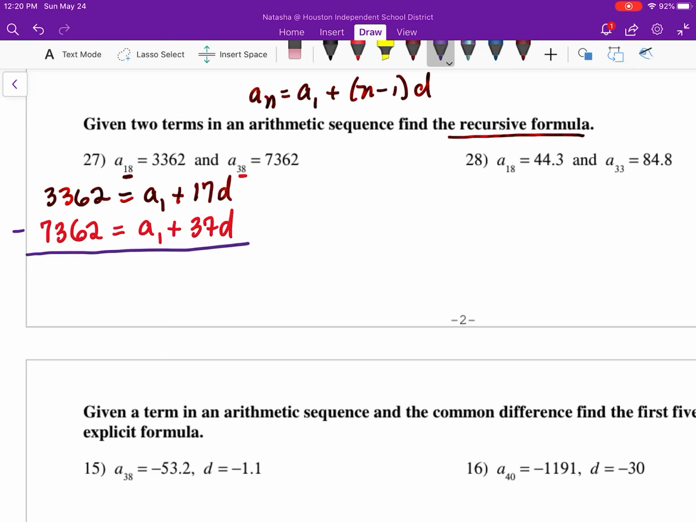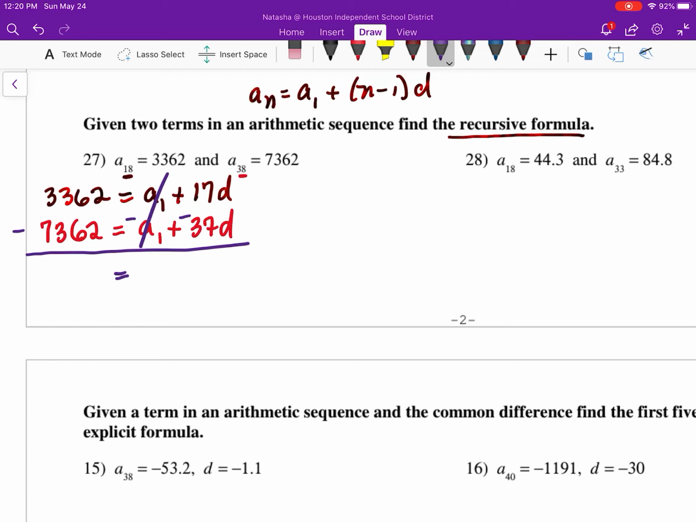Now, if you look at this, this should look quite familiar to you. This looks like a system of equations. So if I just come through and I subtract, so that means that that's going to be a minus, that's going to be a minus. So that a sub 1 is going to cancel out. This is going to give me 3,000.